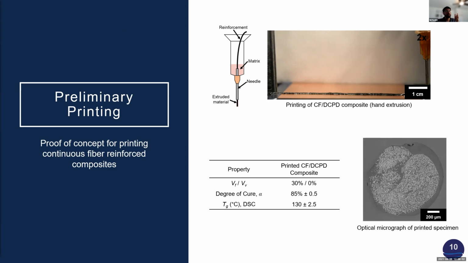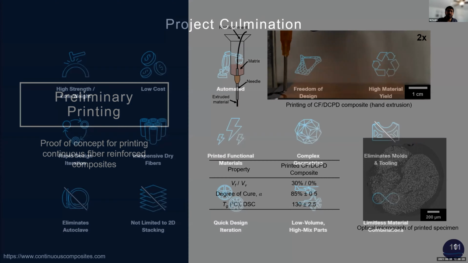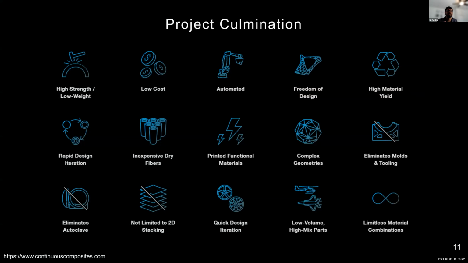And taking an optical micrograph of the cross-section of this composite, you can see that there are insufficient voids in here, which is good news. And then we also have a good degree of impregnation as well. And so that was a simple demonstration of the technology.